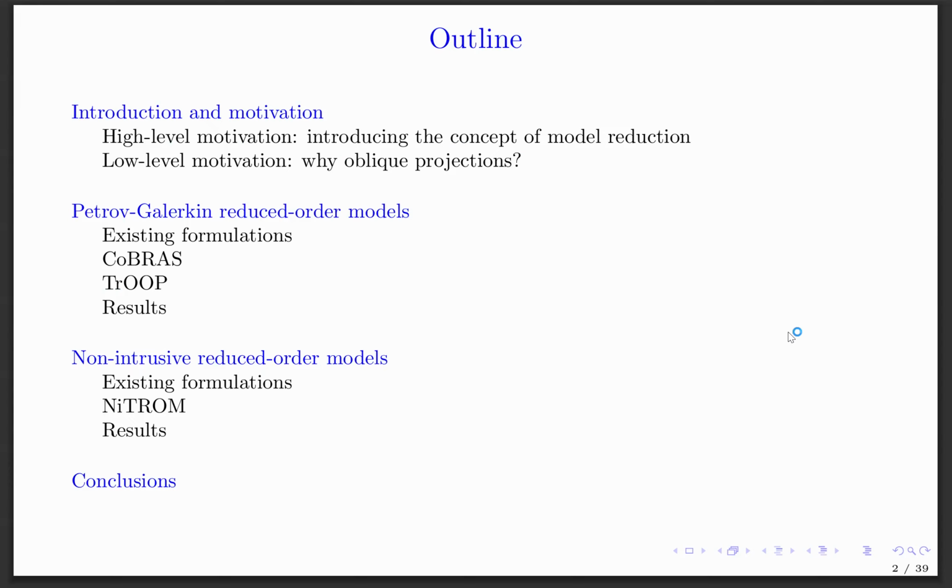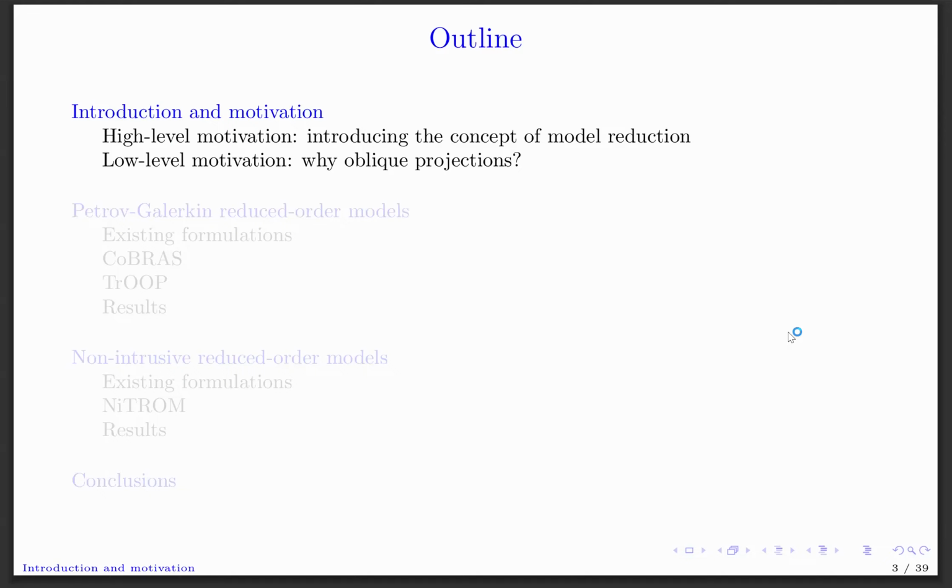So this is the outline of the presentation. I will start with some introduction and motivation. I decided to split the motivation into two components, high level and low level. The first one is introducing the concept of model reduction. Perhaps it's unnecessary for this audience, but nonetheless, why not? And then low level, why oblique projections? And this is really going to be the key of what we're going to be doing downstream for the rest of the presentation. Then we're going to be looking at some Petrov-Galerkin formulations and then some more recent work that I've done on non-intrusive models.